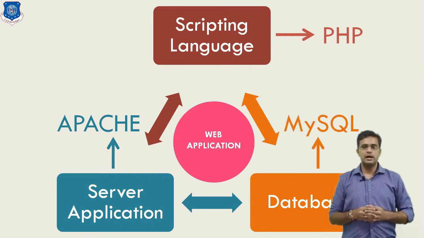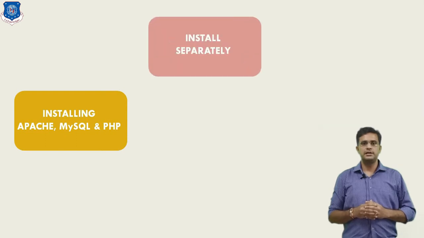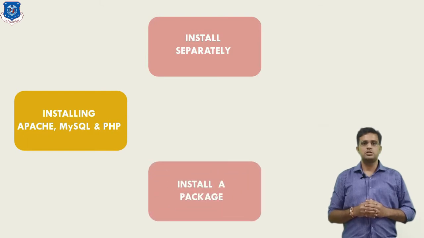Now there are two alternatives in which we can get these three things. Either we can download and install them separately in our system and then configure them, or we can download and install a software package which includes all these three things into it. We need to do merely nothing after installing it. So later option seems more convenient.